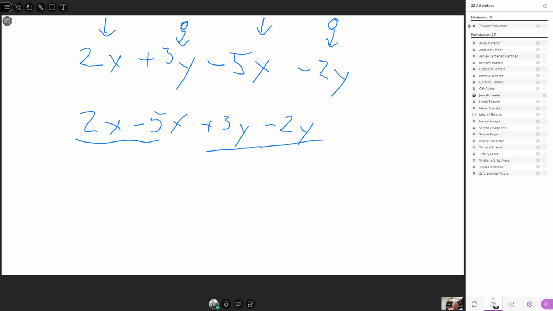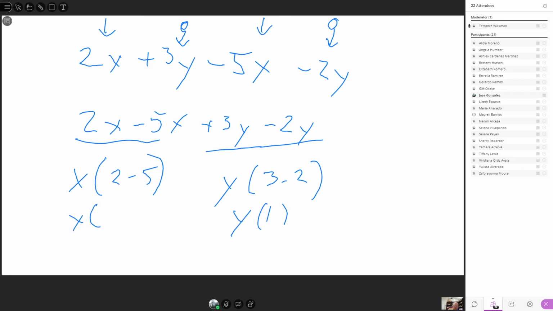I can factor out the x of these. So that would give me an x. I have in parentheses 2 minus 5. I'm going to combine the y's here. It's going to give me 3 minus 2. Now, 3 minus 2 is in fact 1.